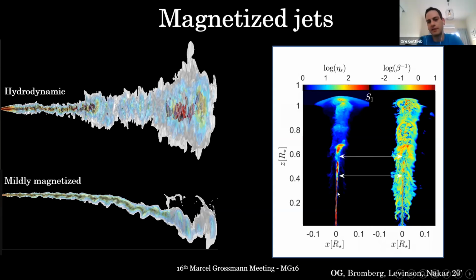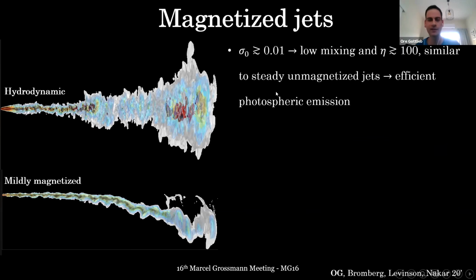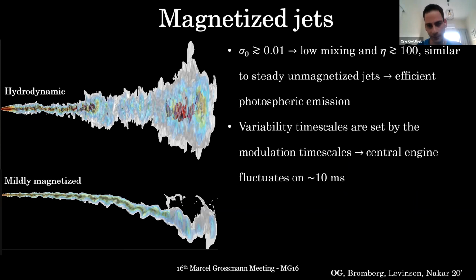And this tells us that the toroidal fields that we put in the jet are sufficient to stabilize the jet against this baryon contamination that is coming during the episode at which the jet is not active, or at least it's only partially active. And this is enough to get us something that is very similar to the efficient photospheric emission that we found for the continuously launched unmagnetized jets, and therefore we find a high efficiency. At the same time, something that we see is that the variability timescale here is set by the central engine activity rather than the instabilities that we found in the case of continuously launched jets.